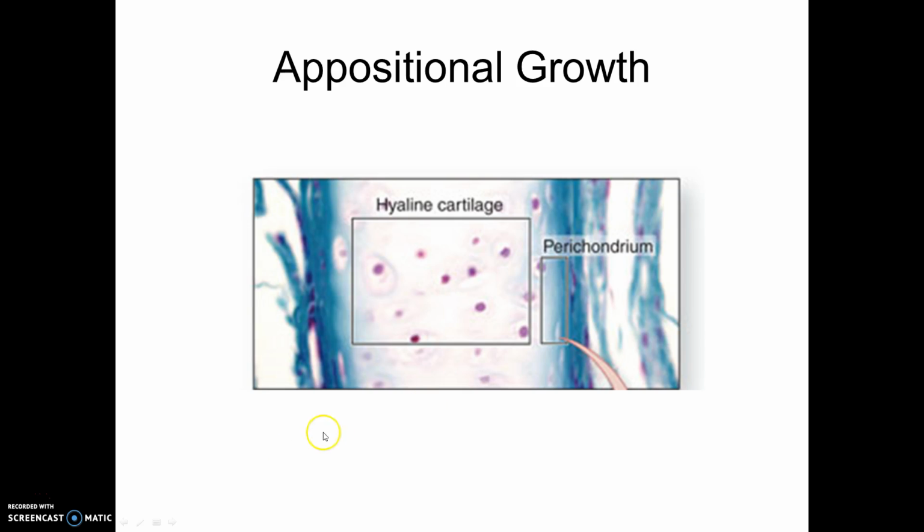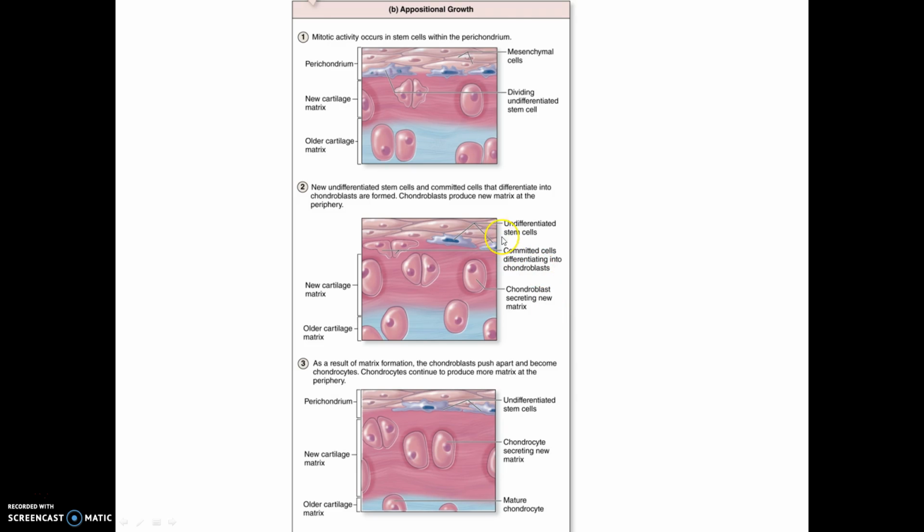Then if we look at appositional growth, again, we're now focused on the chondroblasts that are within the perichondrium that are responsible for appositional growth. And again, this does occur during fetal development, as does interstitial, but appositional growth continues beyond that period of time as children grow and so forth into adulthood for injury repair. So in this type of growth, we have a lot going on in the slide here. We'll start with the top panel here, and we have mesenchymal cells, which are the undifferentiated stem cells.